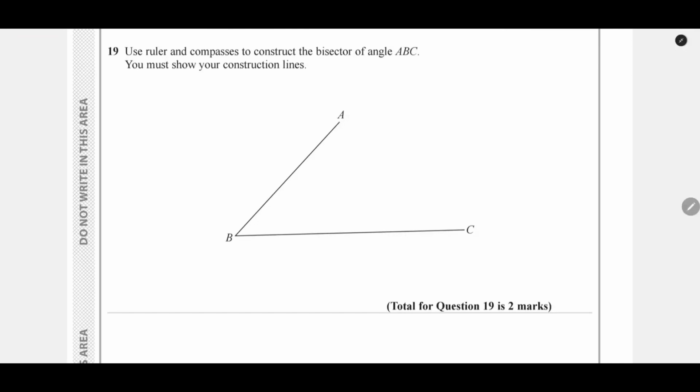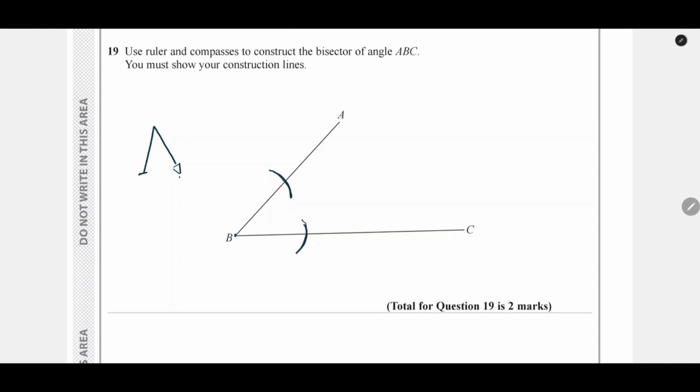Question 19 says, use ruler and compasses to construct the bisector of angle ABC. You must show your construction lines. Well, in the exam, you're going to make sure that you use a ruler and a compass, but for the purposes of this video, I'm going to show you exactly what I'm going to do. So if I have my compass, like so, and I have my pencil here, I'm going to put this point here, and I'm going to spread it out here. And I'm going to draw an arc here and here from point B. And so now I have two arcs, one on line BA and another one on line BC.